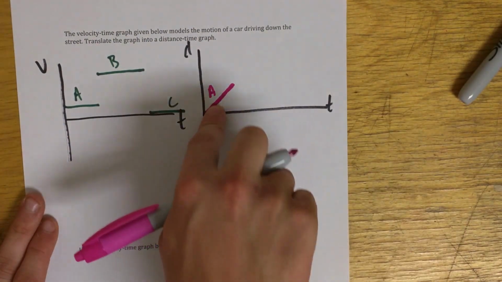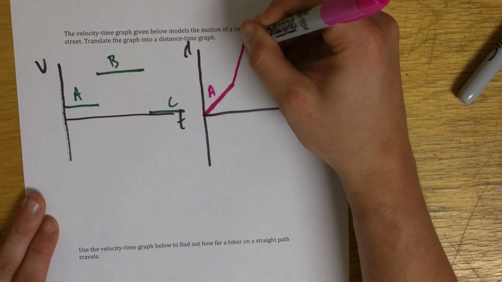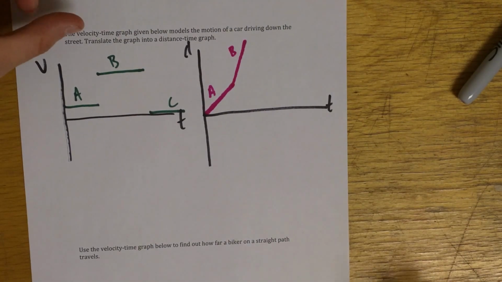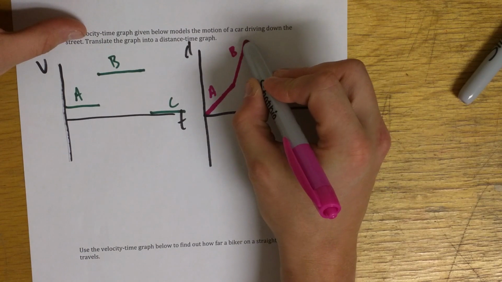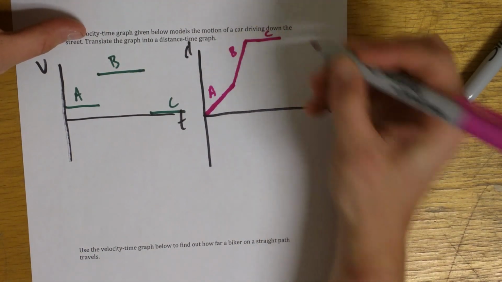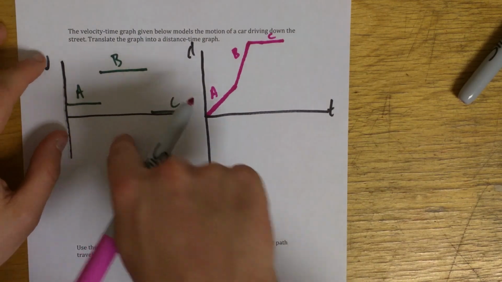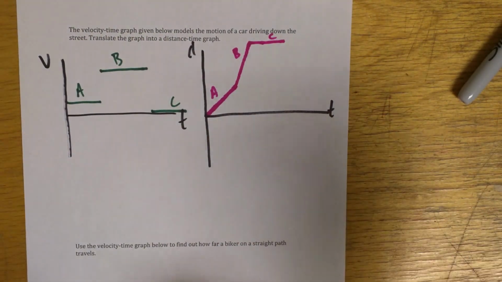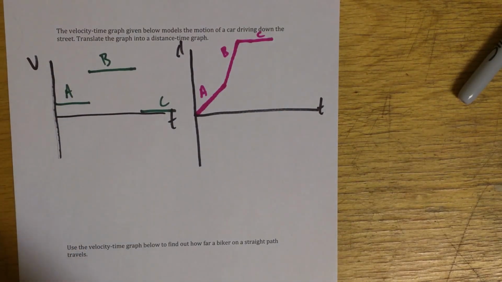Then the car starts moving faster. How do we express that on distance time? Well, that's a higher slope, a steeper slope. That's B. And then finally, the car stops altogether and is not changing positions. That is C. And that's how we would translate from velocity time to distance time. You should be able to take a graph in either distance time or velocity time and translate into the other.